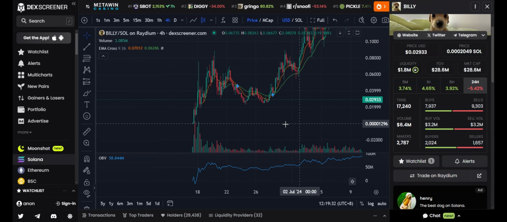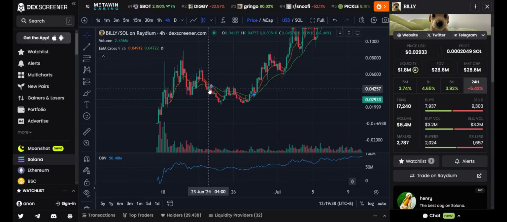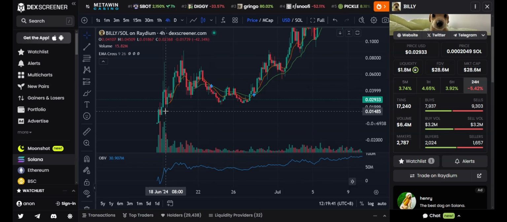And as data's playing out, this is on a 4 hour, right? Remember, 4 hour candles. So it's taking a lot longer to play out. We have a cross down. We haven't had a cross up yet. So we're looking at our second wave. Okay, so this is our first wave. We're looking at Billy to make a second wave.